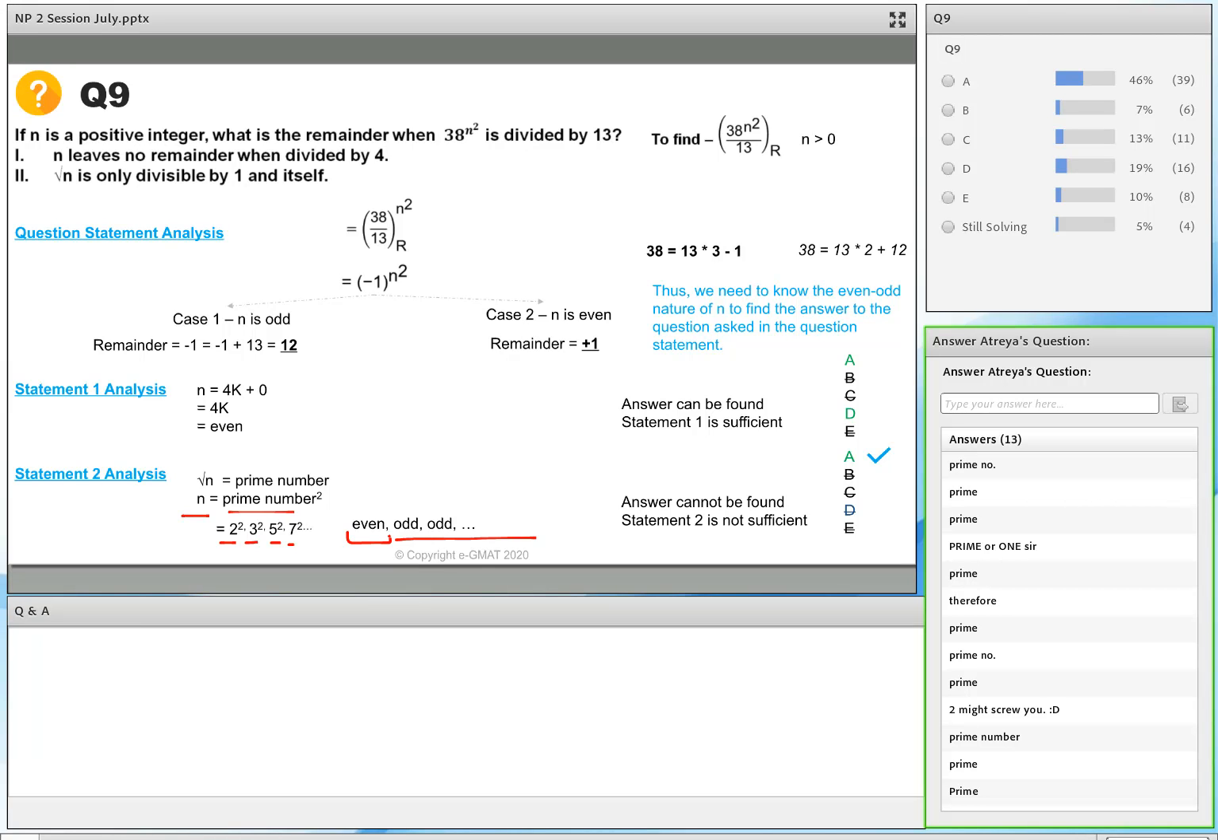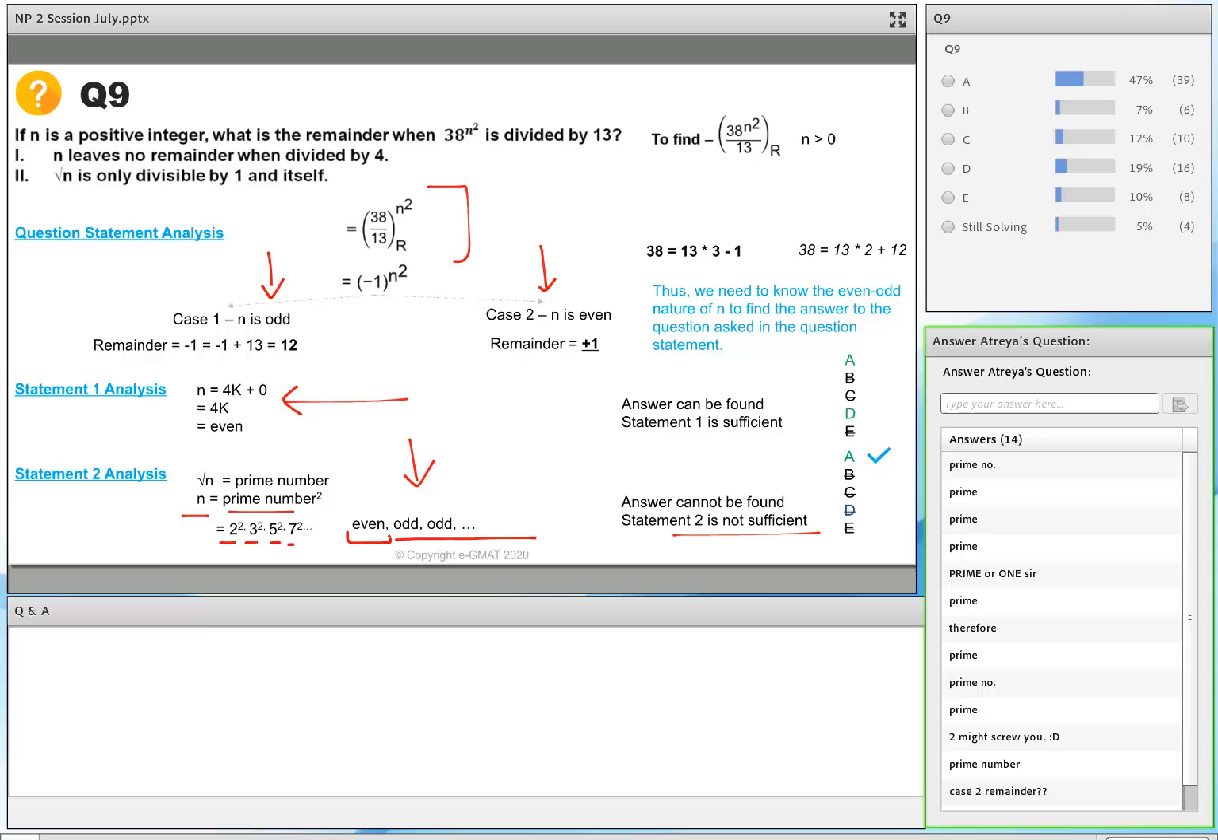So can I get to the final answer? I cannot. So the second statement is not a sufficient statement. So see, what did I do in this question? I did not do a bunch of things. I first calculated the individual remainder. The question turned into a very simple case of even and odd n, right? The first statement gave me an even n, sufficient. The second statement could not tell me if it's even or odd, not sufficient. The first is. The answer for this question is choice A, which 47% of you got correct.